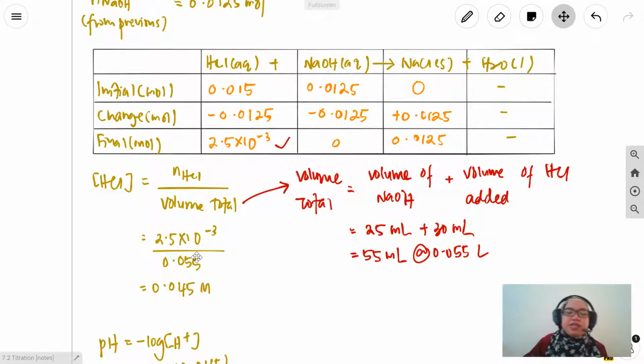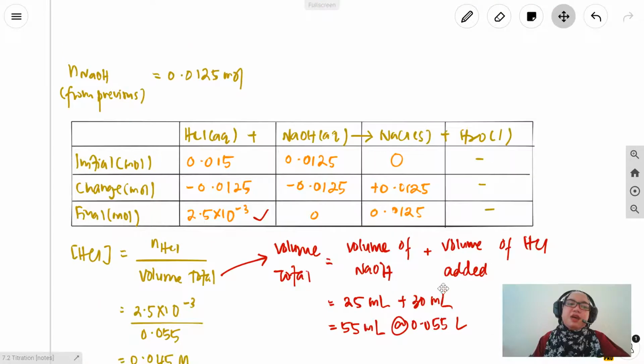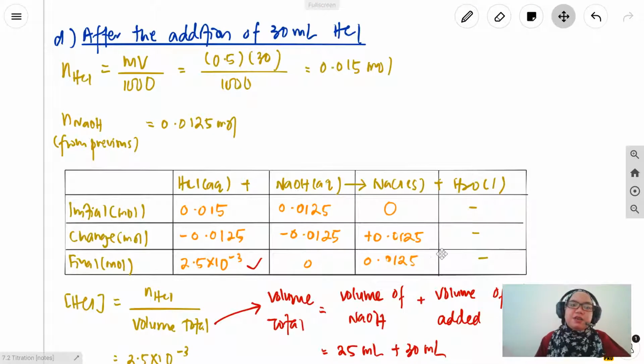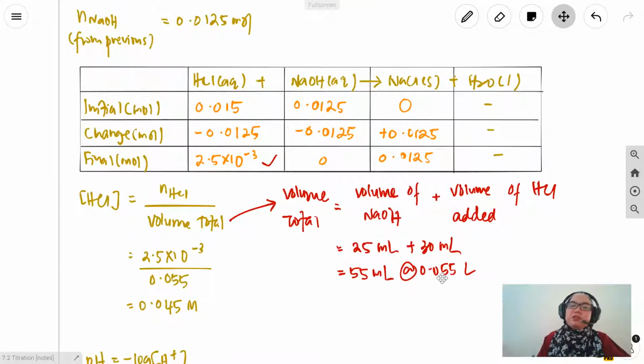Okay, now kita dah dapat concentration of HCl. And HCl is a strong acid. So, we can assume that the concentration of hydrogen ion is equals to HCl. So, pH equals to negative log H+. So, equals to negative log 0.045. Okay, and we got the pH is 1.3. Okay. So, this is how you find the pH. Okay. Alright, soalan akan banyak keluar macam ni.